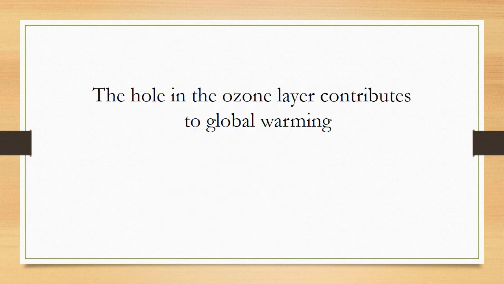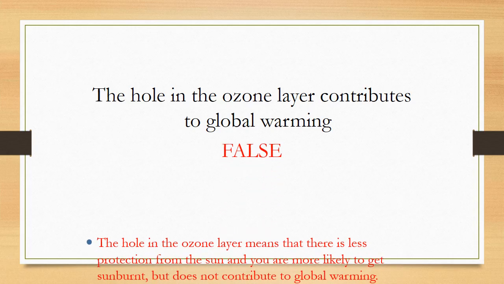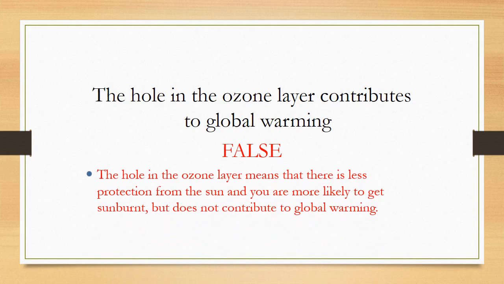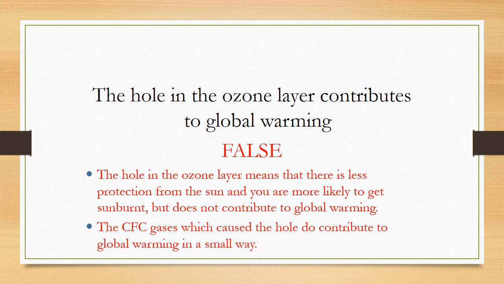First one, the hole in the ozone layer contributes to global warming. The answer is false. The reason is that the hole in the ozone layer means there is less protection from the sun, but it does not mean that it's contributing to global warming. They're two different things. It's about UV radiation, not carbon dioxide. The gases do contribute, but in a very small way.